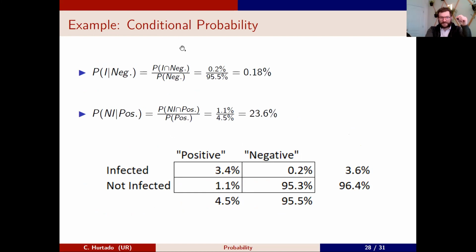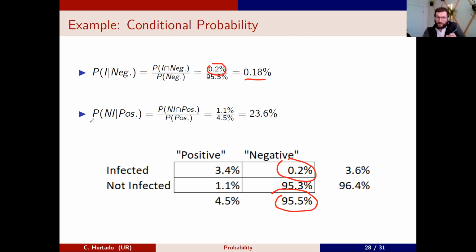So if I want to compute the probability of infected given a negative test, well, I can use my formulas. It will be very simple. It will be the probability of the intersection of infected and negative, which is 0.02%, divided by the probability of negative. And I know the probability of negative is right here, 95.5. So if I take that, it's telling me that the chances will be 0.18%. So the probability of being infected, given that I got a negative test, is kind of small. It's 0.18%.